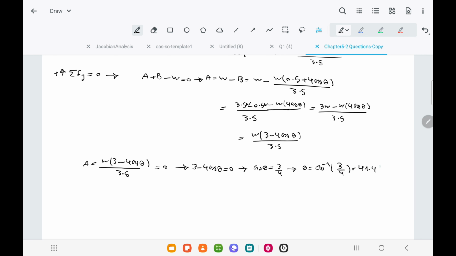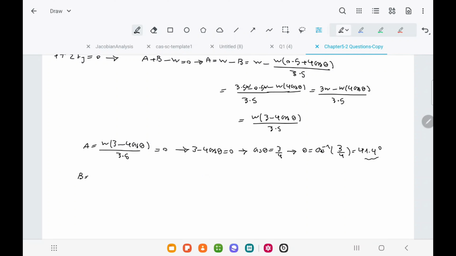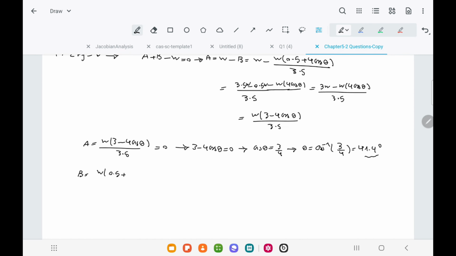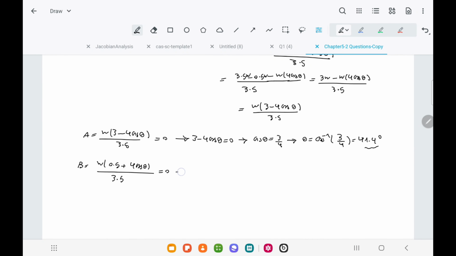If we assume the reaction force at point B is 0, we can solve the equation W times (0.5 plus 4 cosine theta) divided by 3.5 equals 0. This yields cosine theta equals minus 0.5 divided by 4, so angle theta equals cosine inverse of minus 0.5 divided by 4, which is approximately 97.18 degrees.